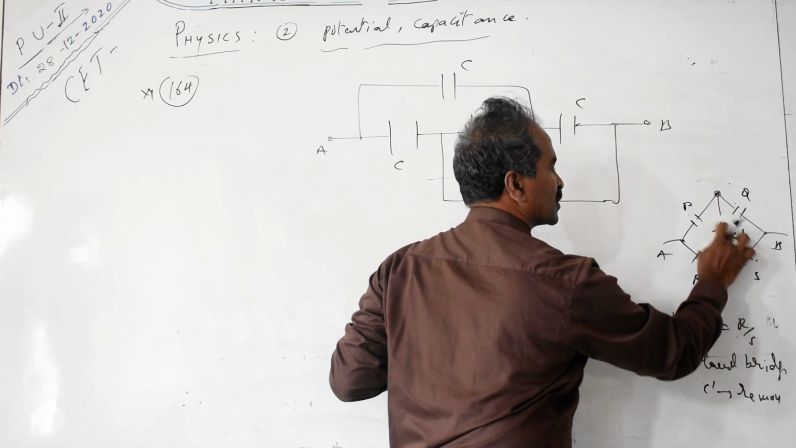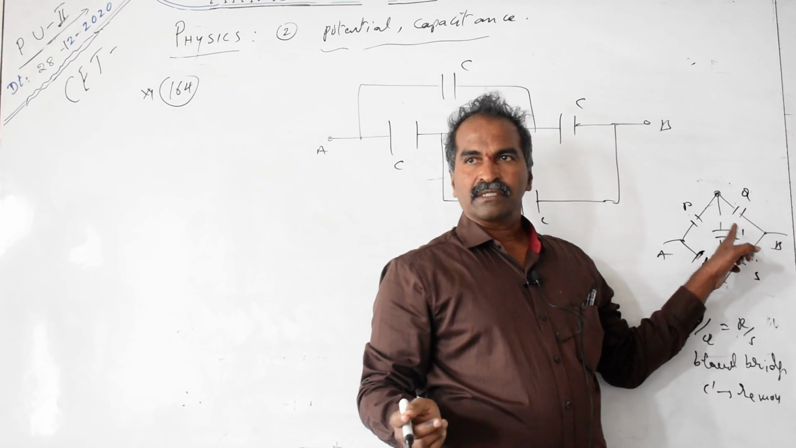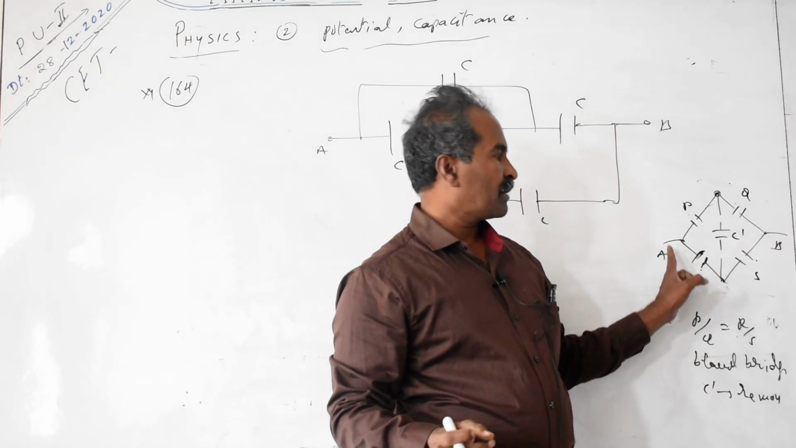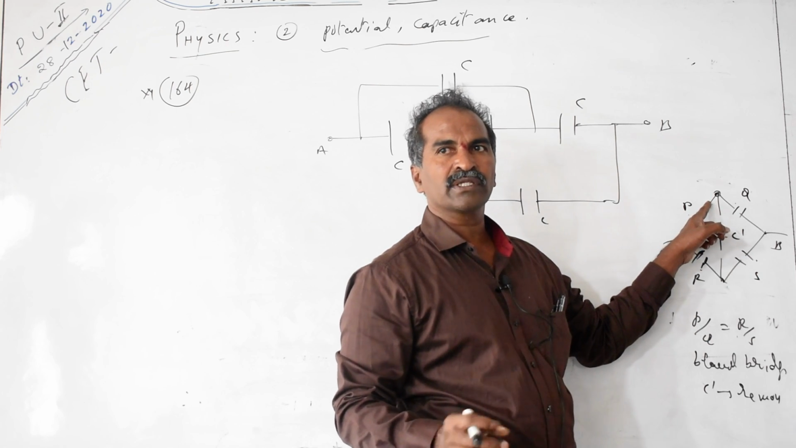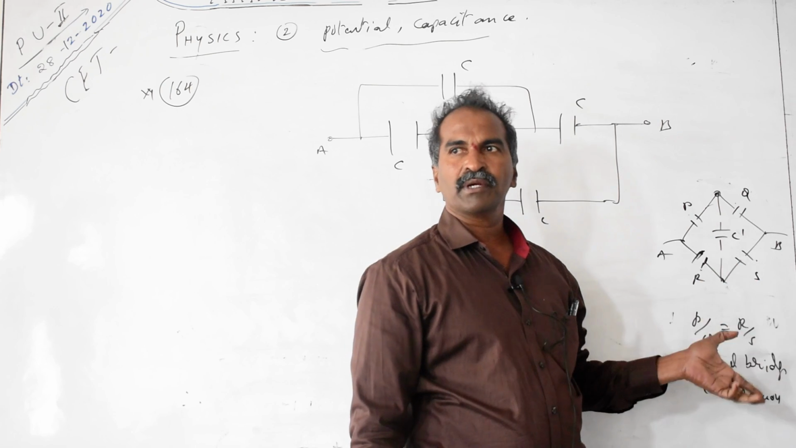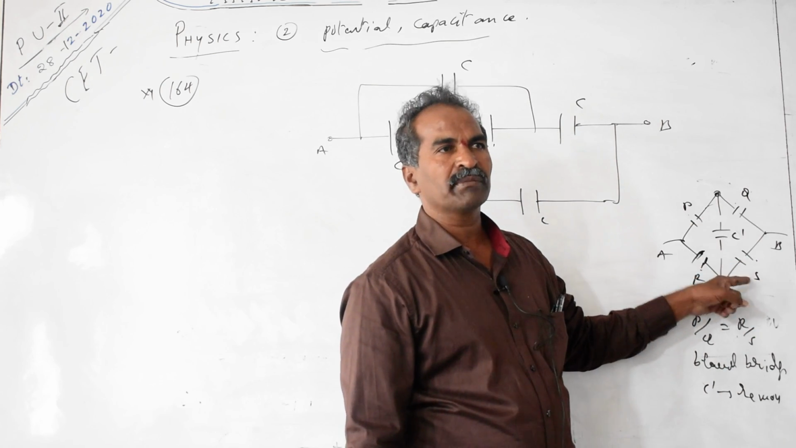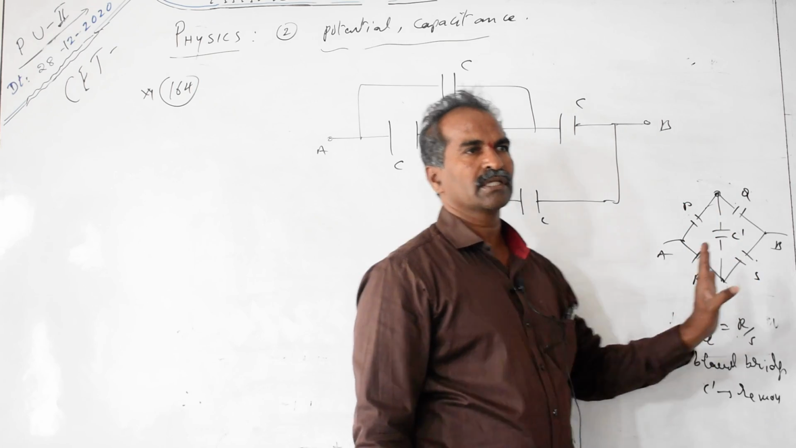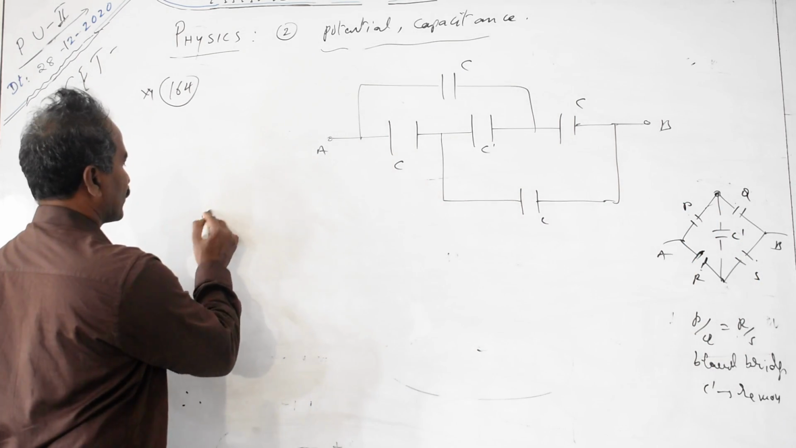When you remove it, these two come in series. Series means what? C by 2. C series is C by 2. C by 2 parallel to C by 2, you have to add them. C by 2 plus C by 2 is C only. So there is no need to work out the balanced bridge. All are the same value given, so the result is the same only. So the result is C. It is a balanced Wheatstone bridge.